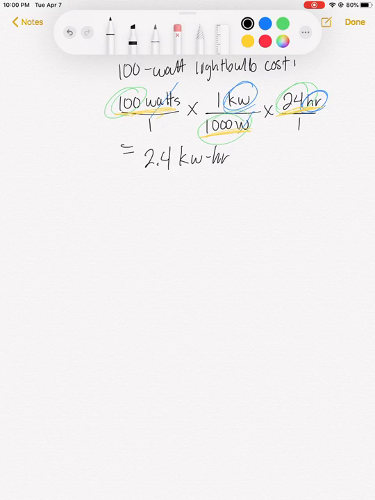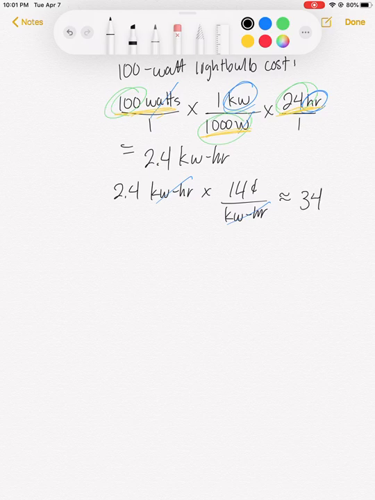Now we multiply to see how much it costs to run our light bulb all day using 2.4 kilowatt hours of energy. We do 2.4 kilowatt hours multiplied by 14 cents per kilowatt hour. The kilowatt hours cancel, and we get 2.4 times 14, which is about 34 cents. So it costs 34 cents to run your light bulb all day long.